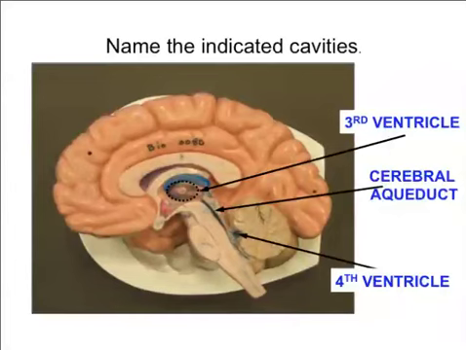Okay, indicated cavities here. You can see the third ventricle. Okay, the cerebral aqueduct, which connects the third to the fourth ventricle, which lies anterior to the cerebellum and posterior to the pons. And the job of the ventricles basically is to create cerebrospinal fluid and allow it to circulate inside and outside the brain, as well as inside and outside the spinal cord.